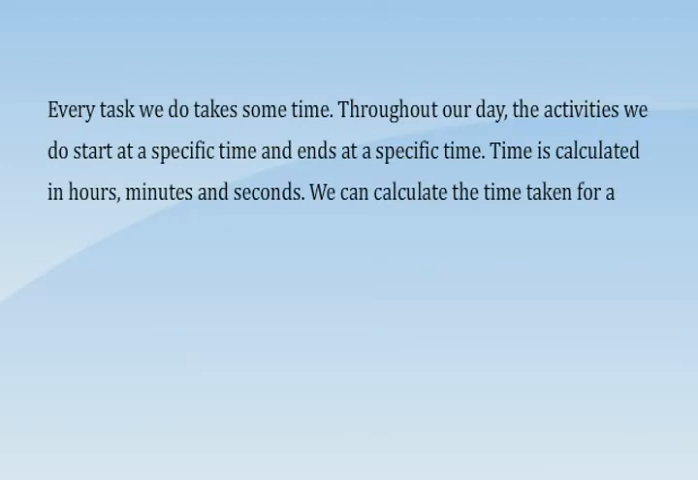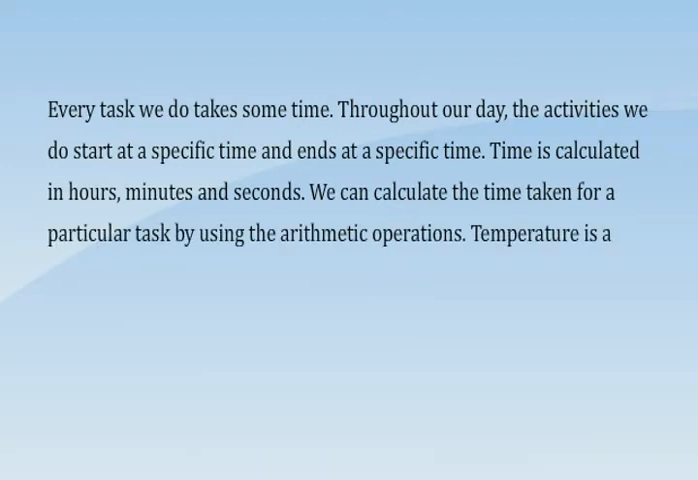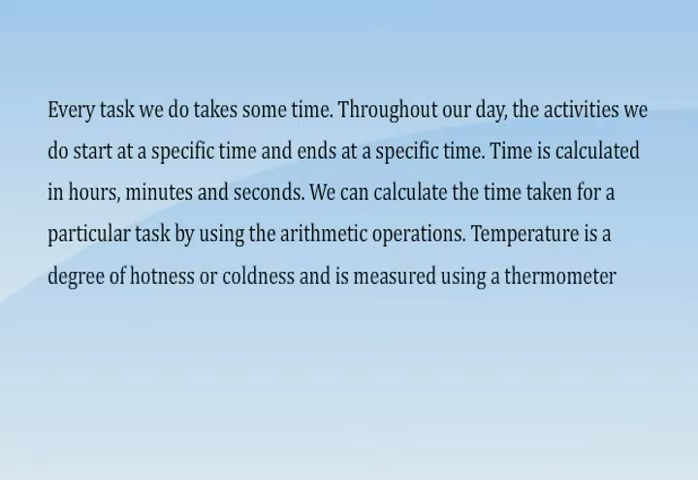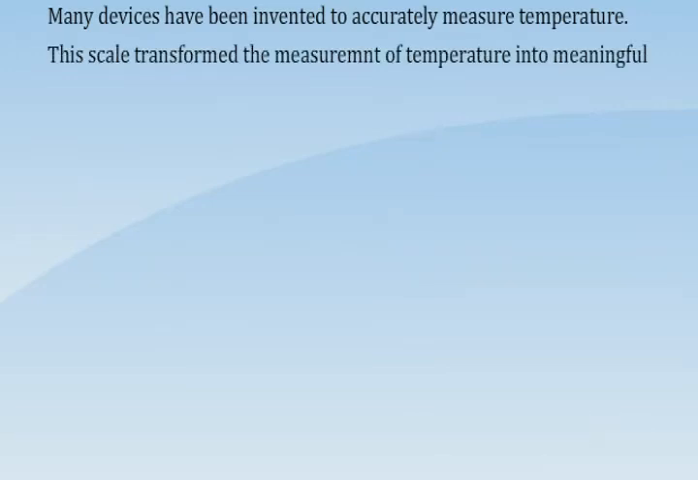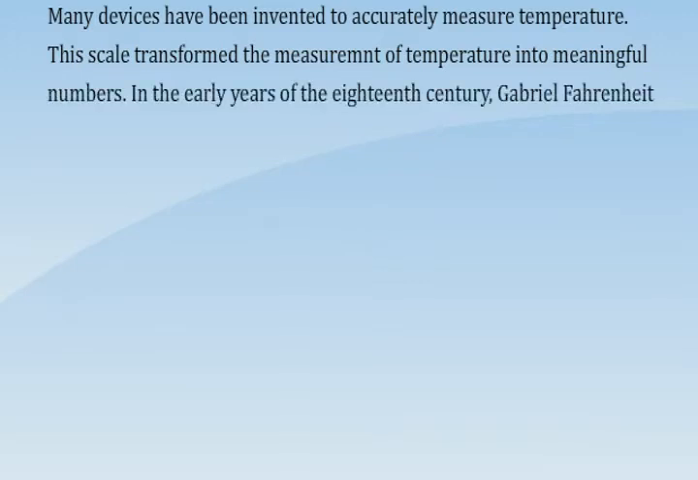We can calculate the time taken for a particular task by using the arithmetic operations. Temperature is a degree of hotness or coldness and is measured using a thermometer. Many devices have been invented to accurately measure temperature. This scale transformed the measurement of temperature into meaningful numbers.